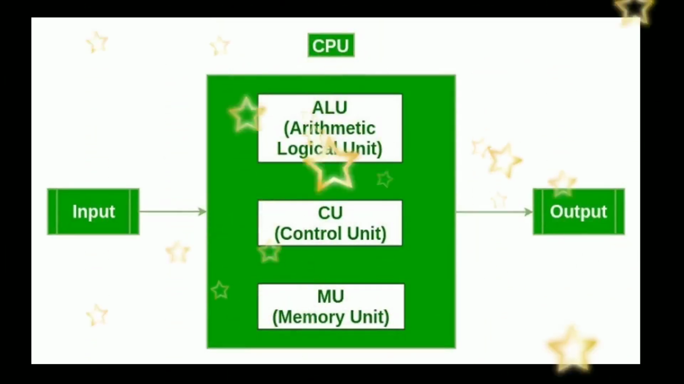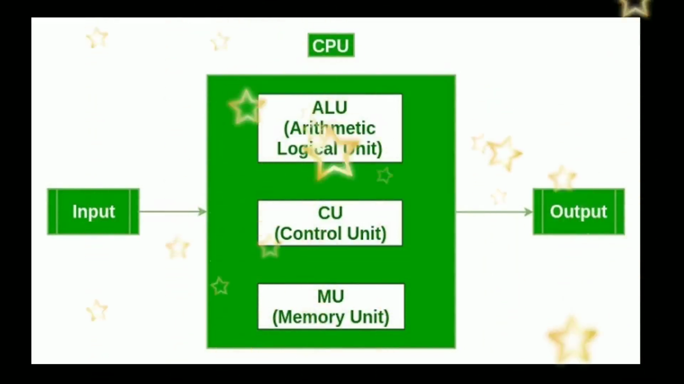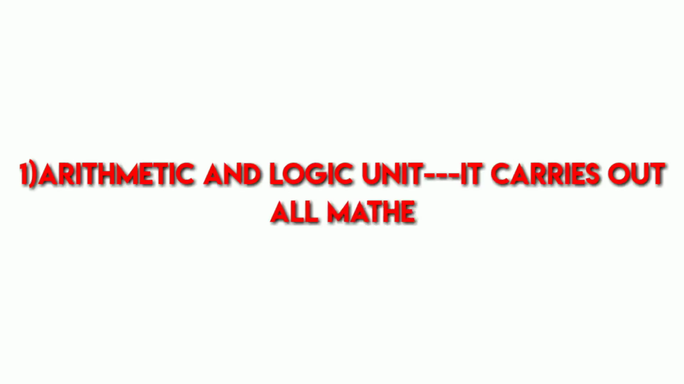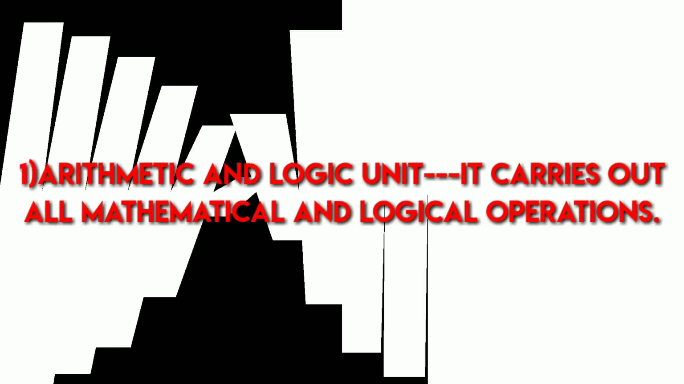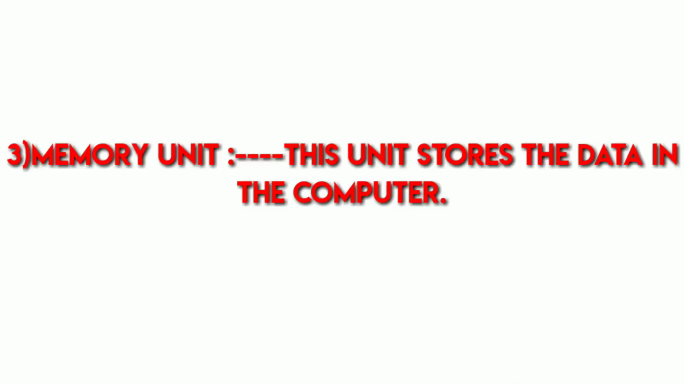It has three main parts. Number 1, arithmetic and logic unit. This unit carries out all mathematical and logical operations. Number 2, control unit. This unit controls the transfer of information from one part of the CPU to the other part. Number 3, memory unit. This unit stores the data in the computer.